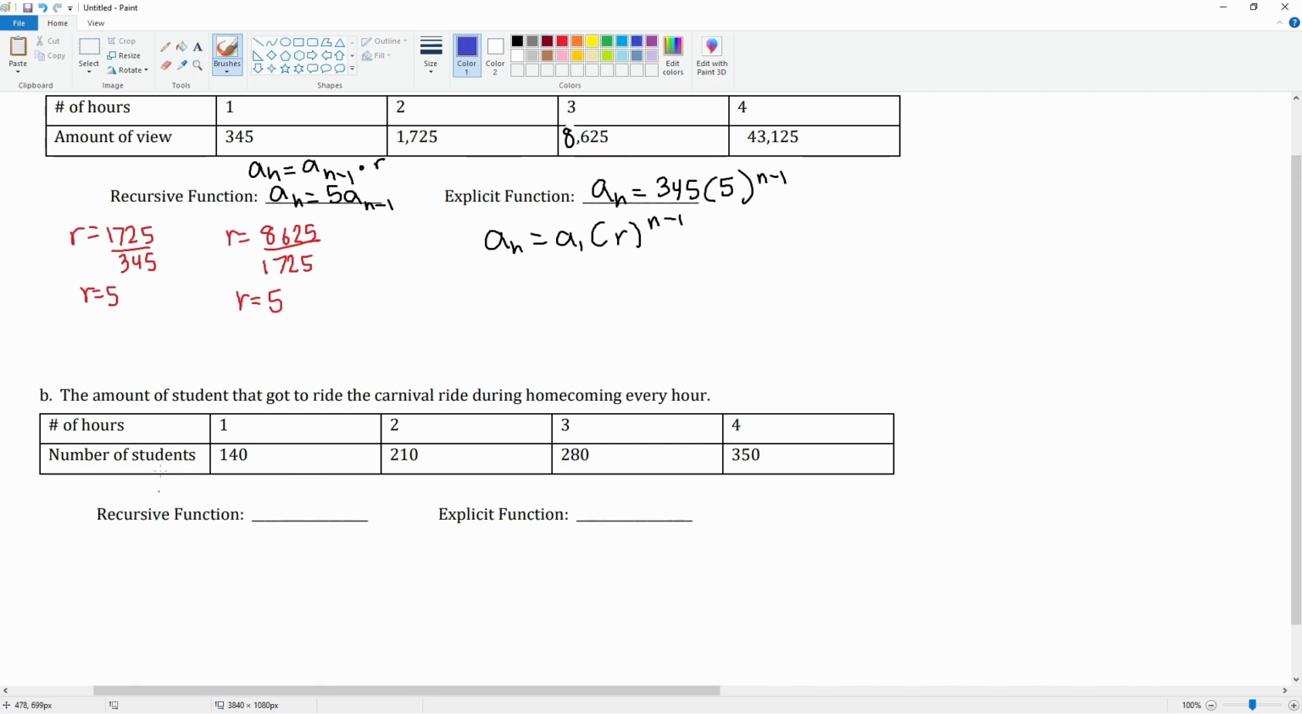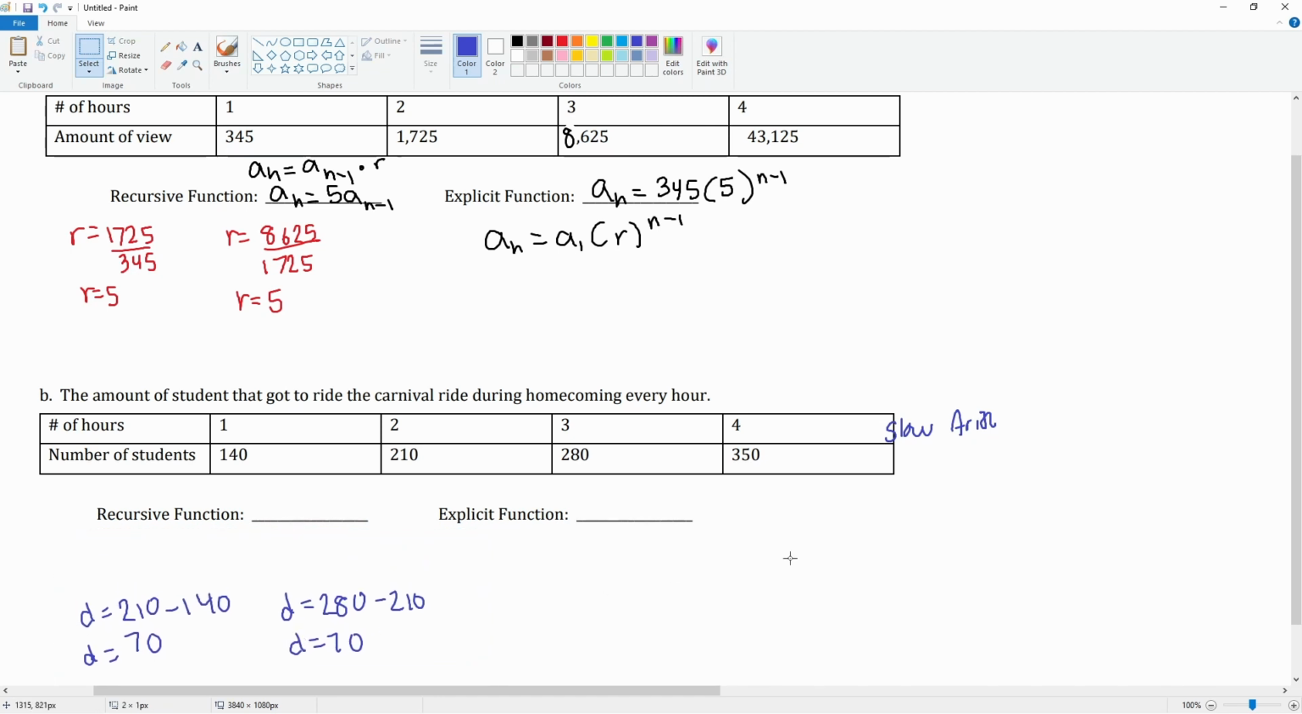Okay, so let's start. We're going to check if it's arithmetic by finding the common difference. The common difference is 210 minus 140, that should get you a common difference of 70. Here, the common difference is 280 minus 210. That does get you a common difference of 70, right? So we have our common difference.